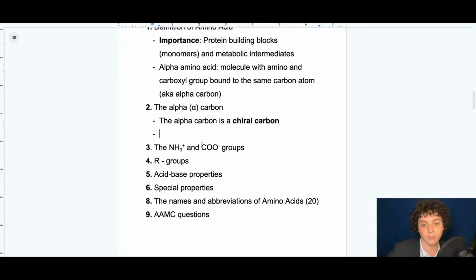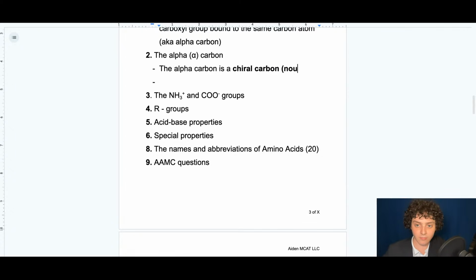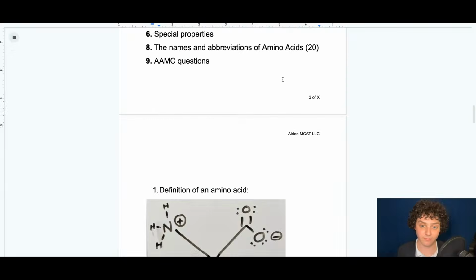So when it comes to a chiral carbon, or a carbon that is bound to 4 different groups, you are going to have 2 forms of that molecule that look sort of similar, but are different in the arrangement of the atoms that make up that molecule. So a chiral carbon means that you have at least 2 different forms of that molecule that differ in the 3-dimensional arrangement of their atoms.